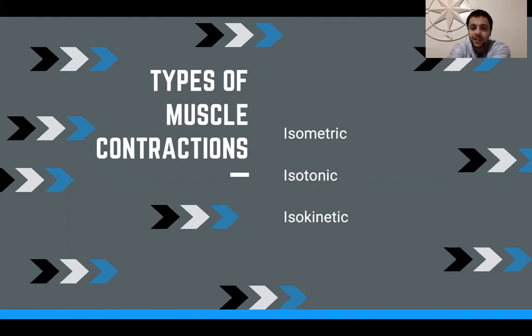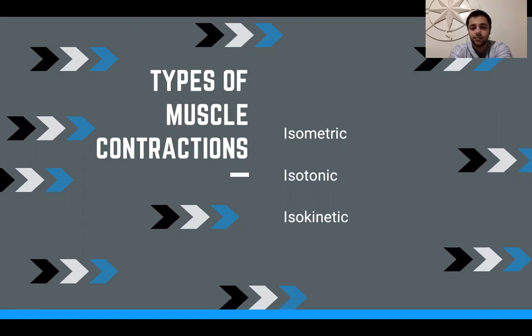All right, so next is isotonic. Isotonic means that you're performing muscle contractions where the external resistance or the load is staying the same. And therefore you're going through concentric and eccentric contractions. Concentric is when the muscle is shortening, eccentric is when the muscle is lengthening.